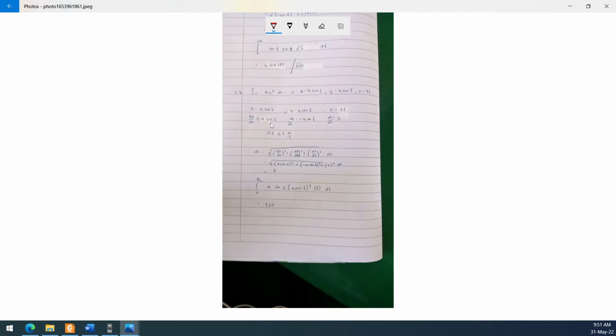Okay, dx/dt is 4 cos t, correct. y is 4 cos t, dy/dt is negative 4 sin t, correct. z is 3t, dz/dt is 3. This is correct. t is given from 0 to pi over 2.